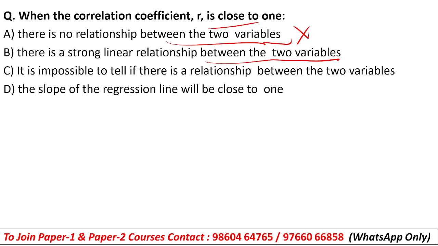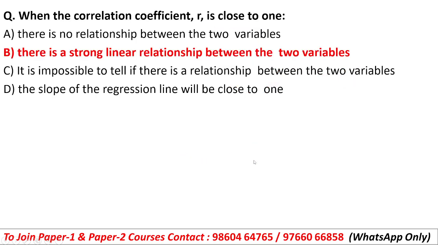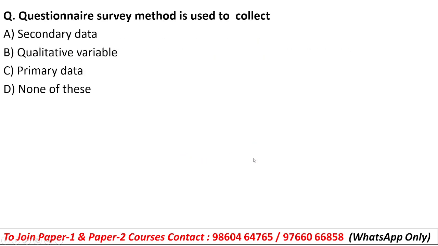It is impossible to tell if there is a relationship between two variables, so this will not be there, and the slope of the regression line will be close to 1, so this will not be there. If the value of R is close to 1, in such a case like 0.9, the correlation between the variables is stronger. So option number B will be the right answer.